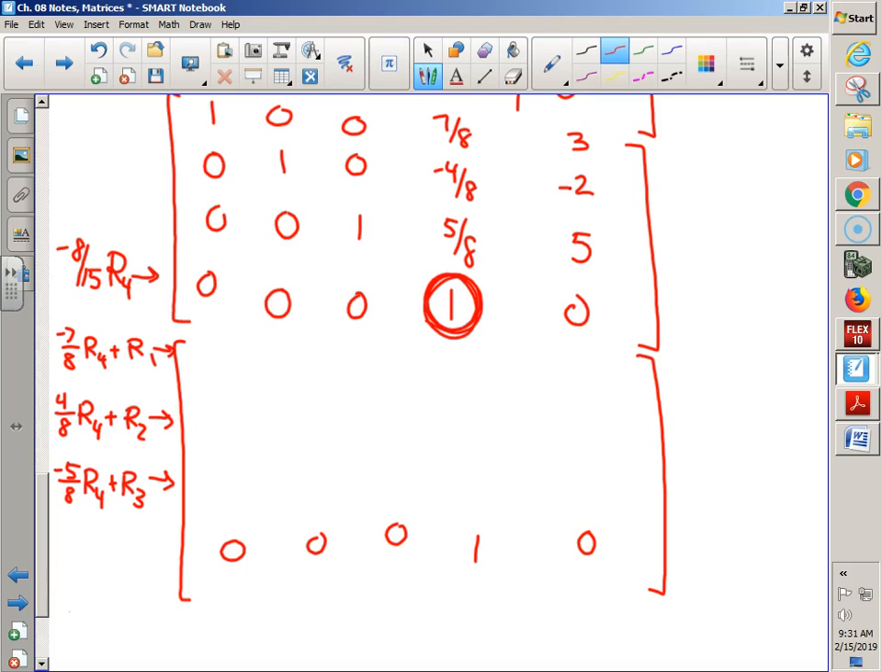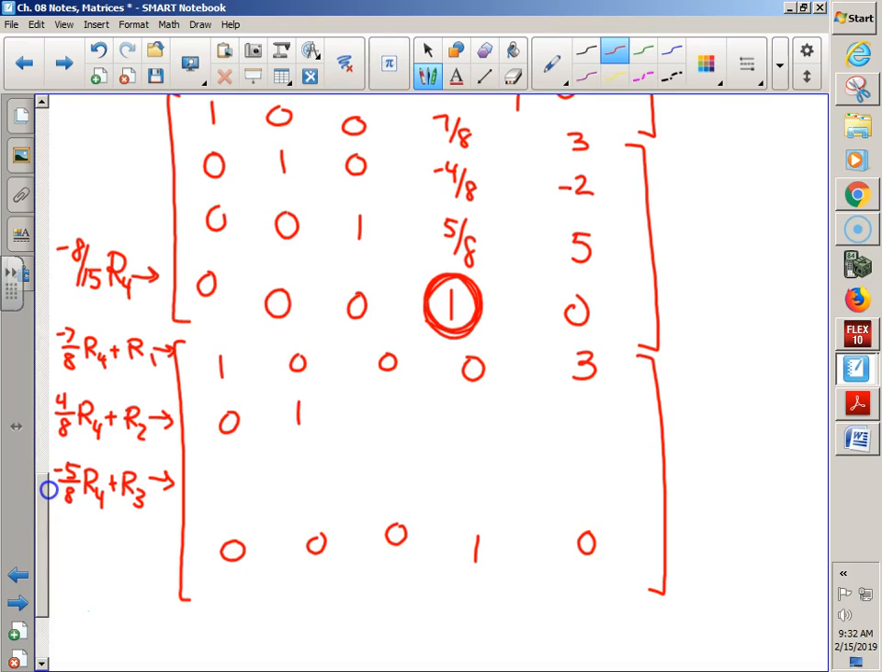Oh, this is going to be awful. Wait, what's anything times 0? Plus? Okay, it's just 1. 0 plus 0? Oh, it's 0. 0 plus 0? Oh, it's 0. Negative 7/8 times 1 plus 7/8 is 0. Negative 7/8 times 0, 0 plus 3. Oh, it's not too bad. 1x equals 3. 4/8 times 0 is 0 plus 0.